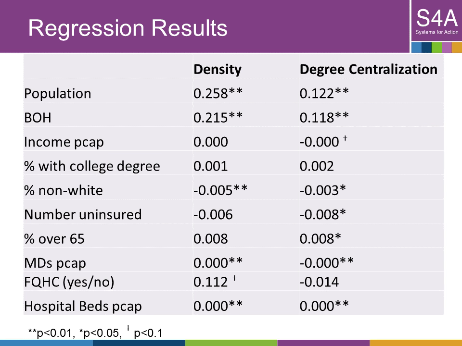The federally qualified healthcare center was not significant, but with a negative coefficient on degree centralization, and was marginally significant with a pretty large positive coefficient in terms of density. So if there was a federally qualified healthcare center, there were more relationships being operationalized in that system. With hospital beds per capita, again, very, very small positive coefficient, but highly significant with both of these variables.